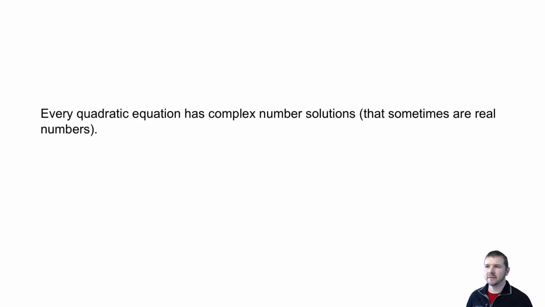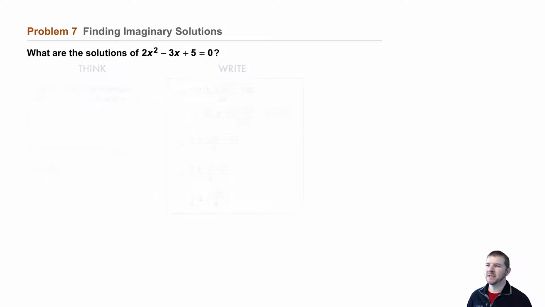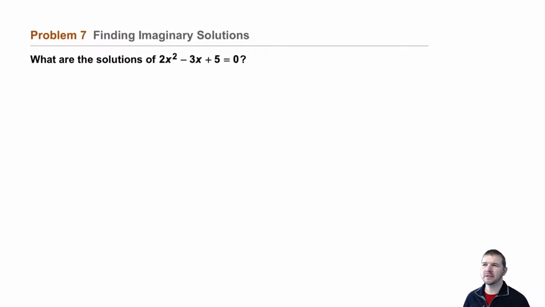Every quadratic equation has complex number solutions that sometimes are real numbers. Problem 7. Finding imaginary solutions. What are the solutions of 2x squared minus 3x plus 5 equals 0?